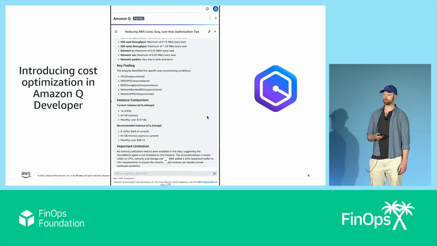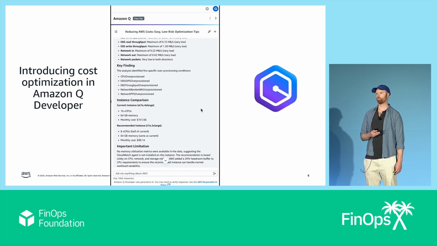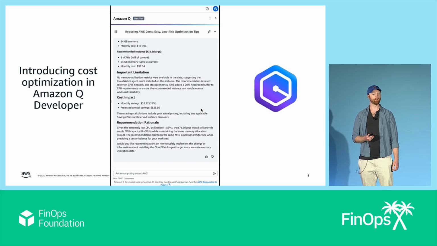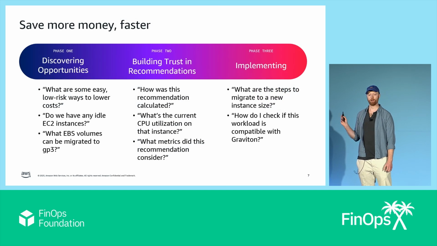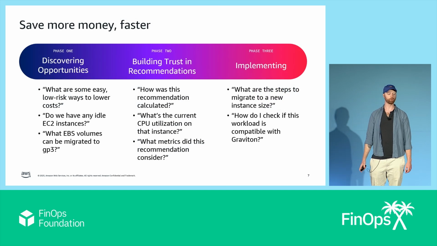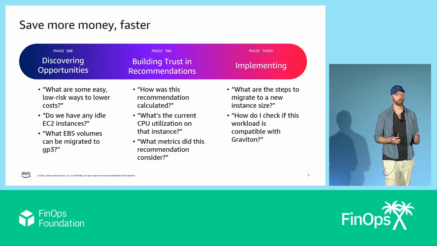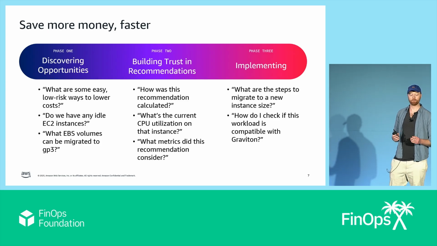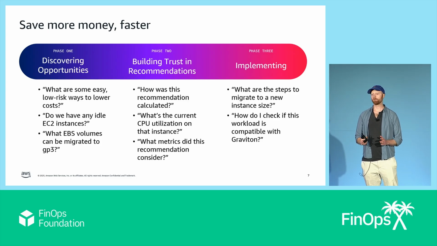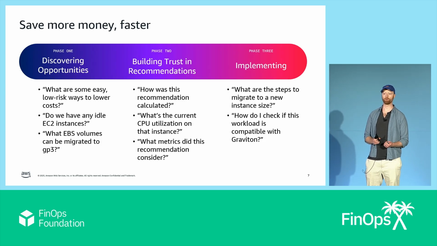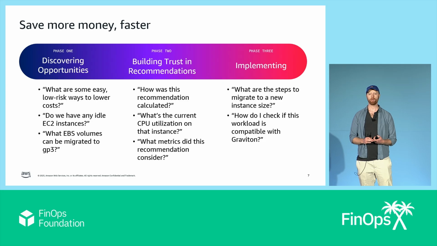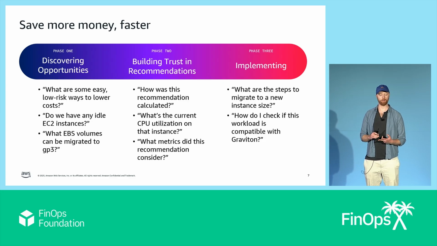And we are happy to be building on those capabilities with the release of cost optimization capabilities in Amazon Q Developer. So let's take a look at how Q Developer helps solve some of those challenges that we mentioned earlier. Starting with discovering opportunities. Now you can ask simple questions like, what are some easy, low-risk ways to lower our costs? And you can see lists of recommendations that are prioritized by implementation effort, and also whether you can roll back those recommendations if you do implement them.